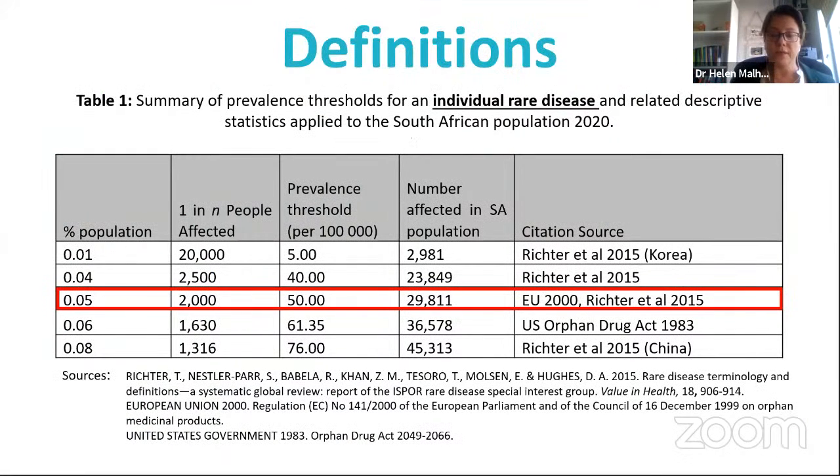We summarized everything in terms of ratios and how many people are affected. So an individual rare disease, we define as affecting 1 in 2,000 people, which in terms of the South African population means it's a disease that affects just under 30,000 people. But obviously the more rare conditions will affect less than that. But remember, this is one rare disease. So as a collective, that is what adds up to somewhere between 3.2 and 4.3 million South Africans.